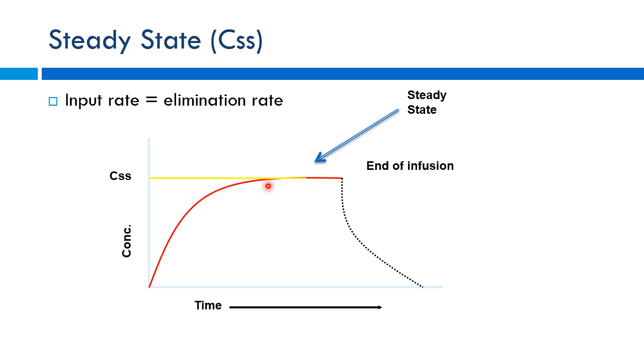So again, if I were to change this dose, say for instance I give a larger dose, I was to increase the rate of that infusion, what do you think it would do to the steady state concentration?